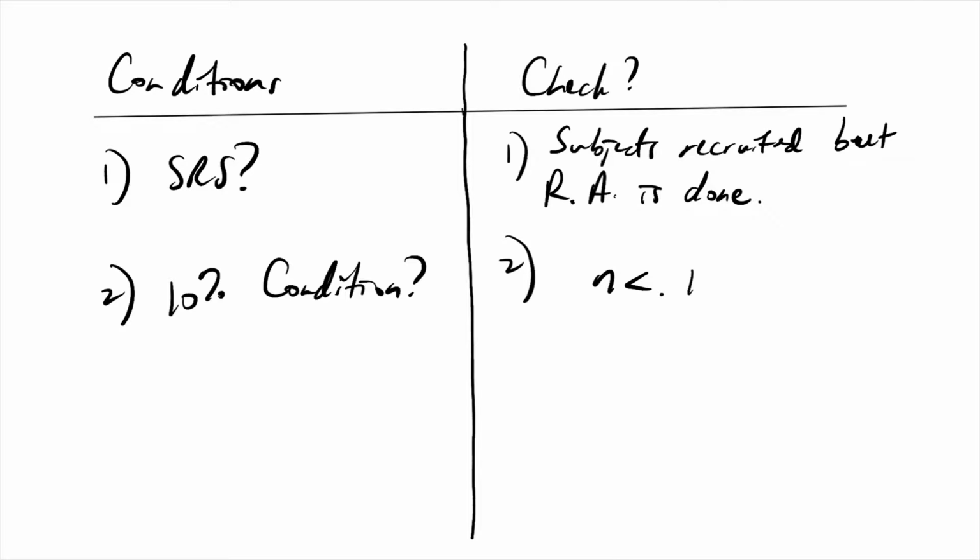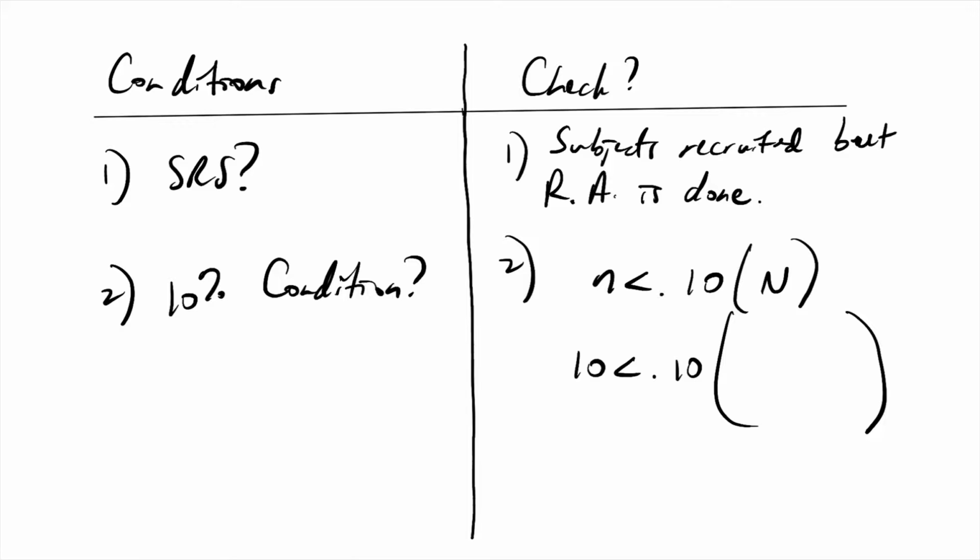10% condition and is less than 10% of big N. So little n, there were 10 subjects. Less than 10% of... There you go. Well, it's only going to refer to the people who actually consume caffeine, right? So all caffeine users, all caffeine people, whatever you want to say. Okay.